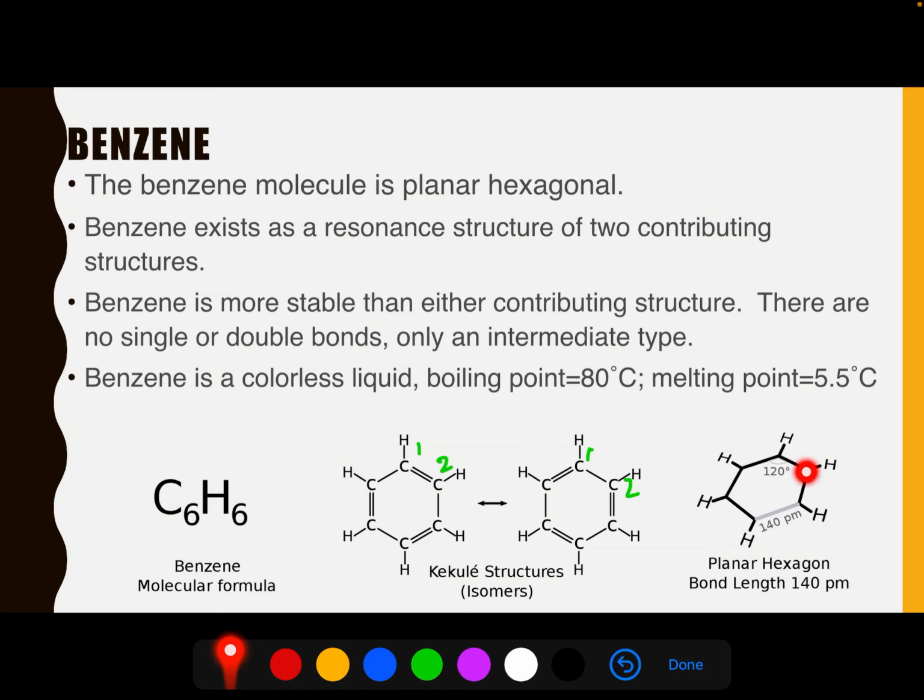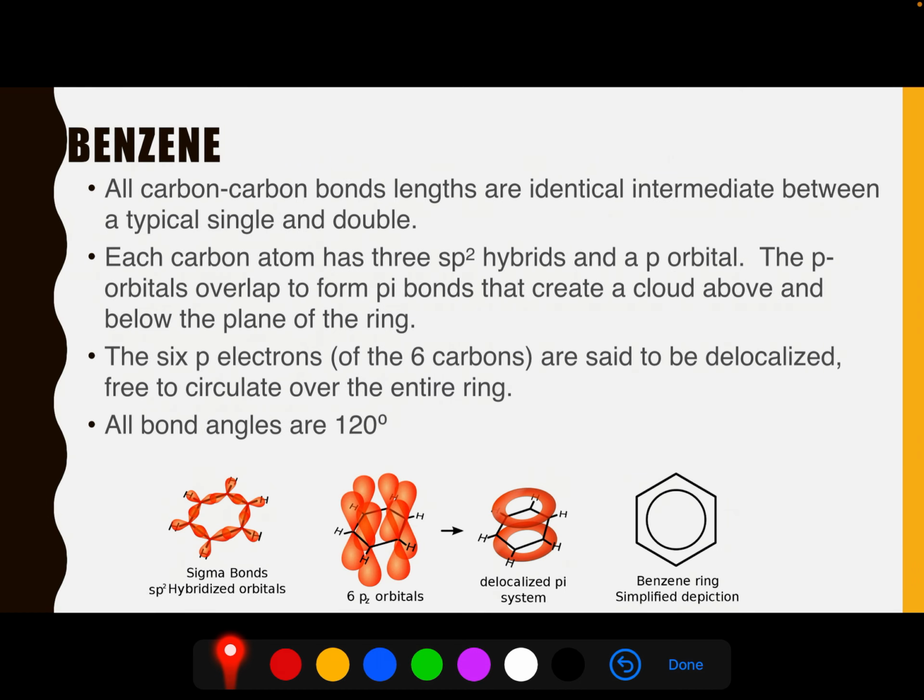And here is, like I said, benzene's planar hexagon structure. So all carbon bond lengths are identical in the benzene single, double, intermediate structure there. If you take a look here, you can see here are the pi orbitals. Remember, they come above and below the internuclear axis. Here are the sigma bonds, and these pi bonds and sigma bonds combine to make the structure that we know as benzene. All right.